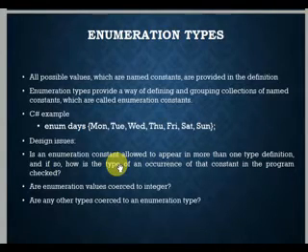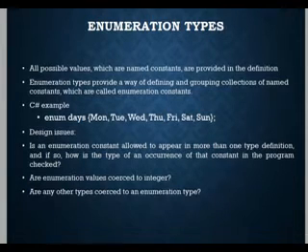Then there is a design issue on this one also. Is an enumeration constant allowed to appear in more than one type definition? And if so, how is the type of an occurrence of the constant in the program checked? Are enumeration values coerced to integer? Is any other type coerced to an enumeration type, or converted to an enumeration type? This kind of design issue must be answered when you design any programming language.